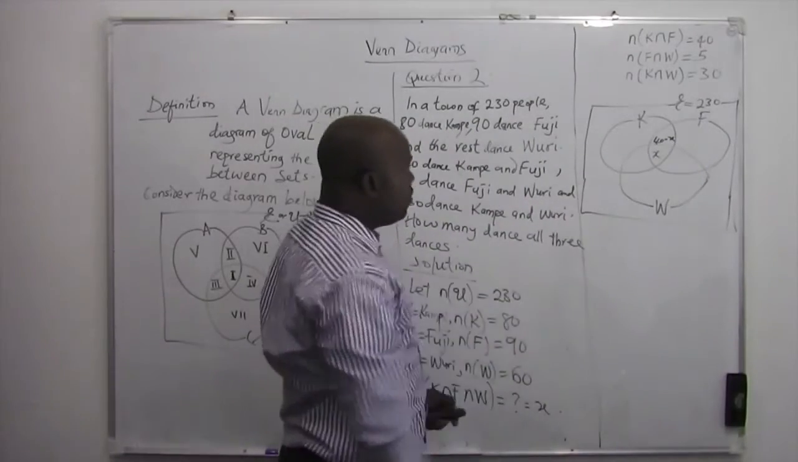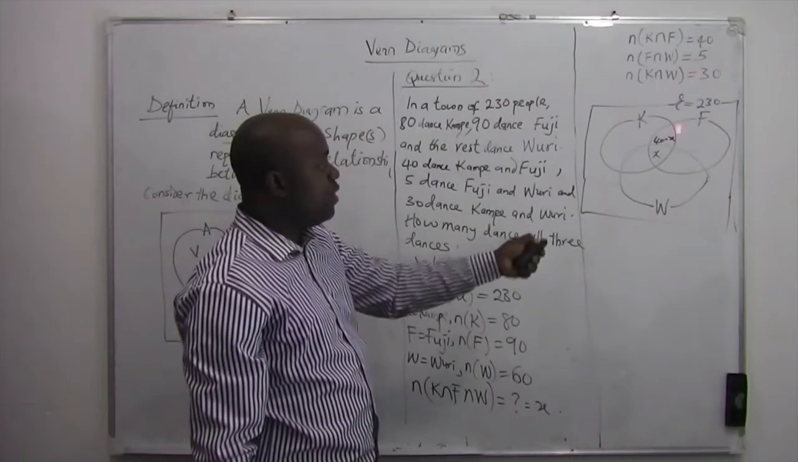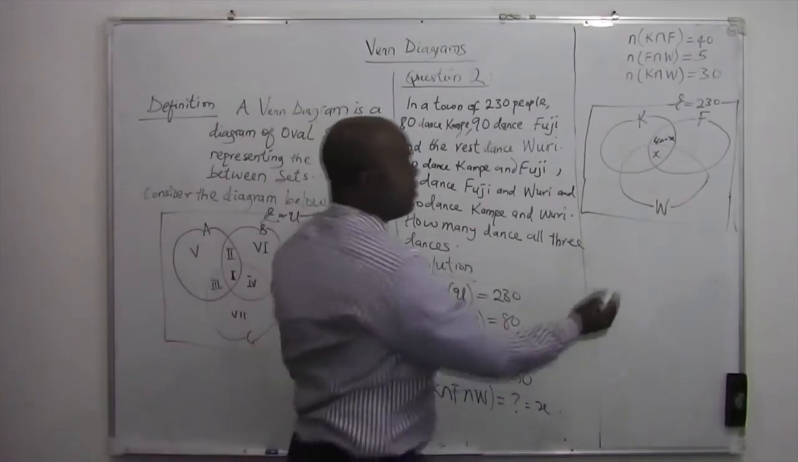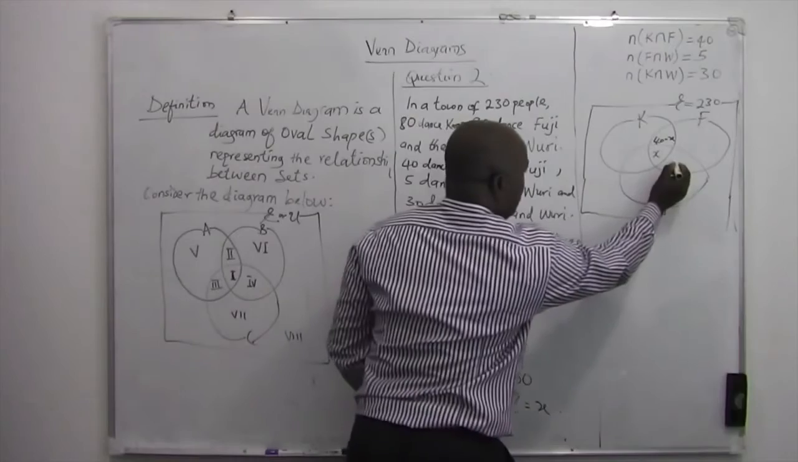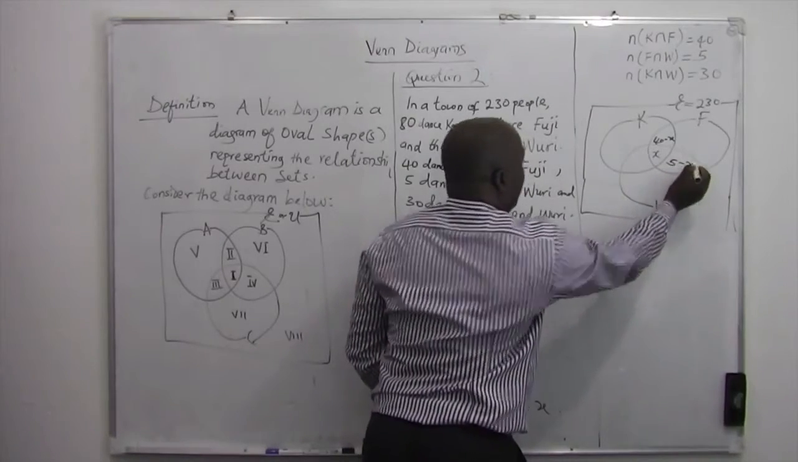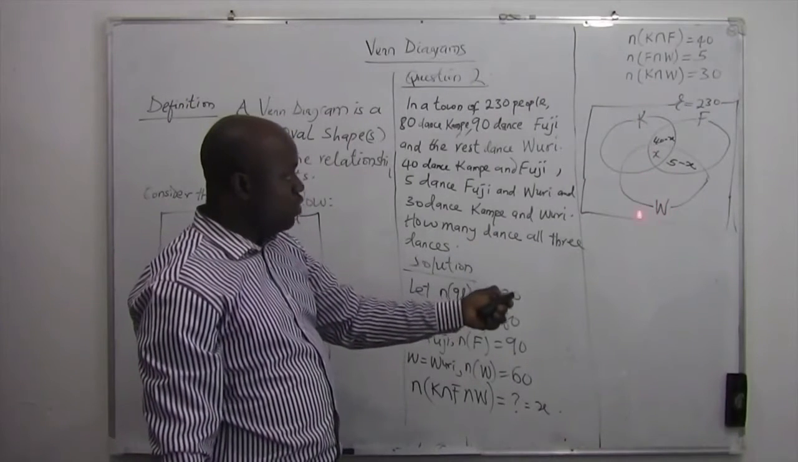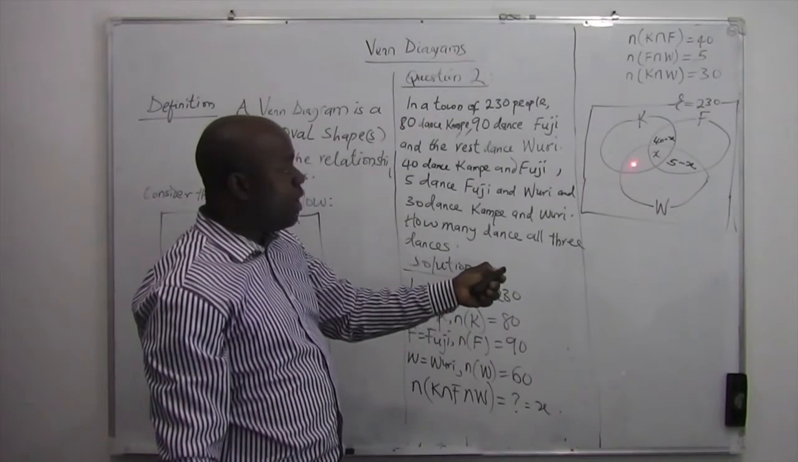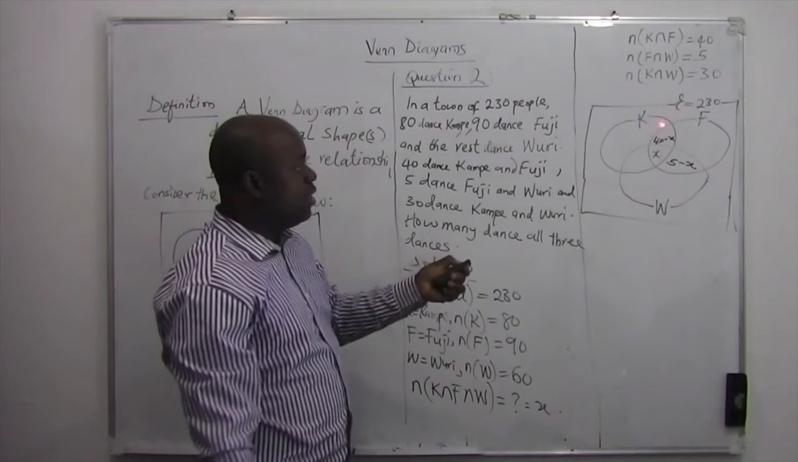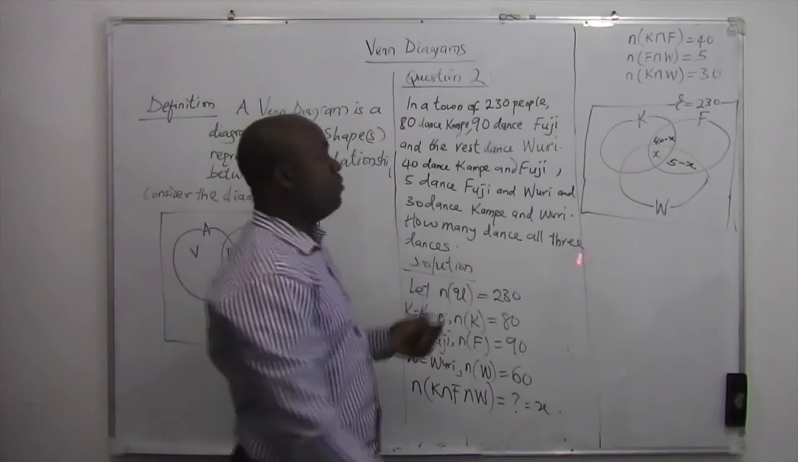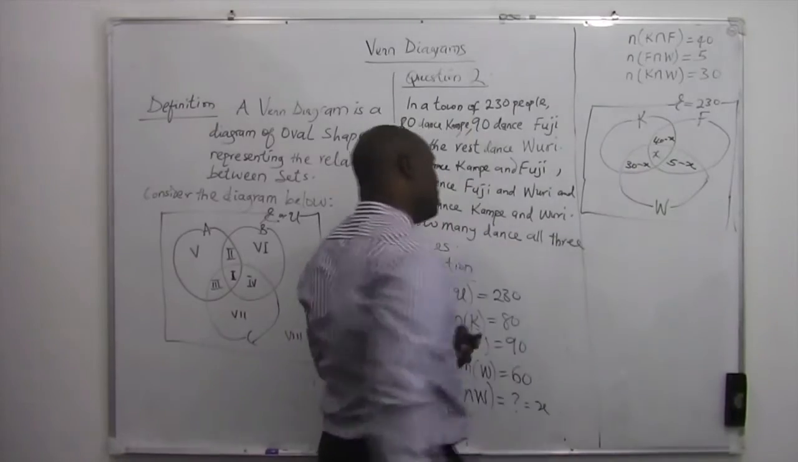Then we come to Fuji and Wuri. Fuji and Wuri is 5. That is everything here. Everything here is 5. Meanwhile, part of it is already X, so the remaining will be 5 minus X. Then we move on to kampe and Wuri. That is this particular point I'm highlighting. Kampe and Wuri is 30. So kampe and Wuri only, which is this part, will be 30 minus X.